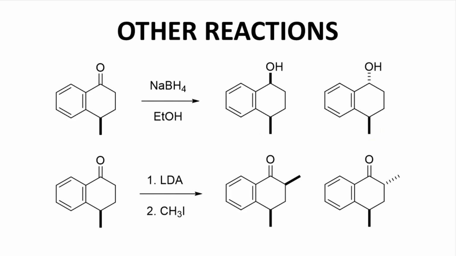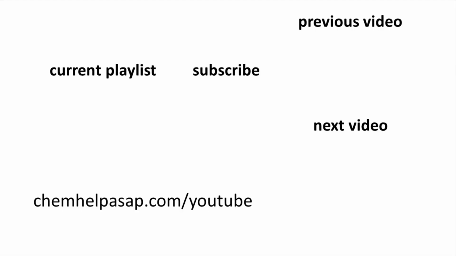In the lower reaction, starting with the same ketone, we could make an enolate and methylate it. The two methyl groups could be cis or trans relative to the methyl that was already on the ring. Predicting these outcomes is beyond what I teach at the college level, but both of these reactions and their diastereoselectivity have been well studied in the chemical literature. That was a quick review of stereochemistry.